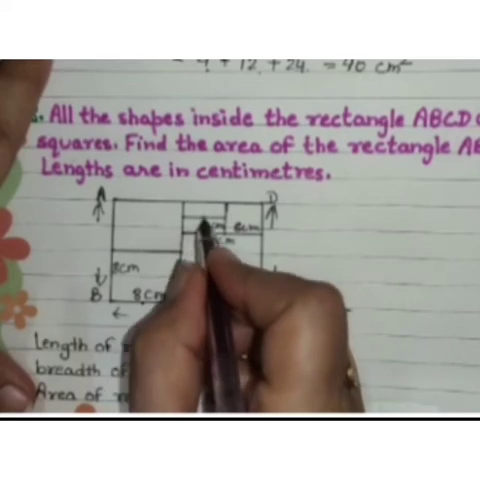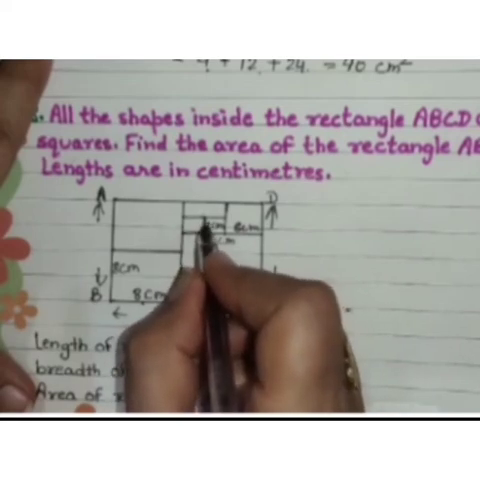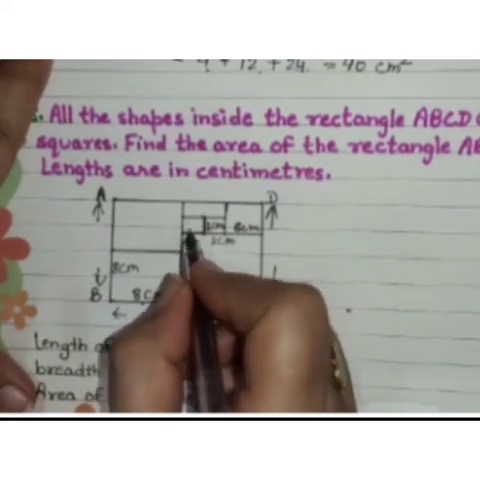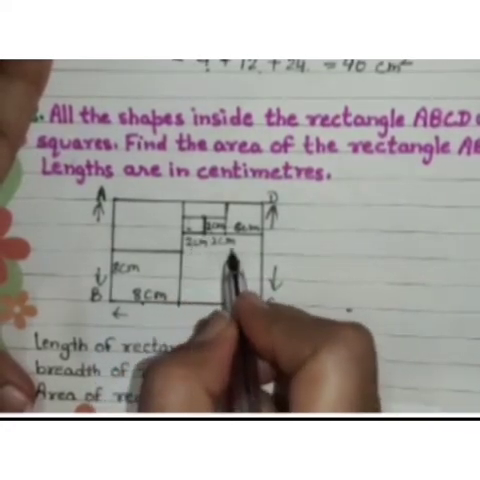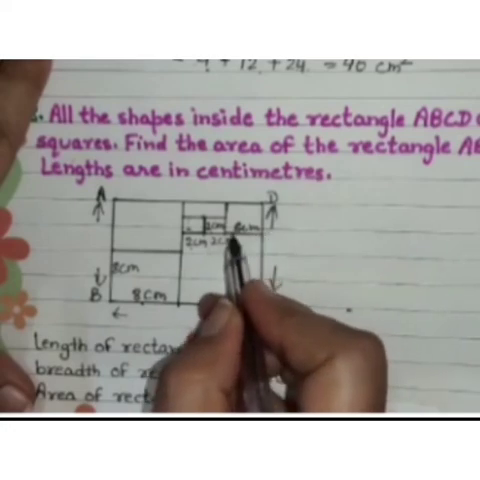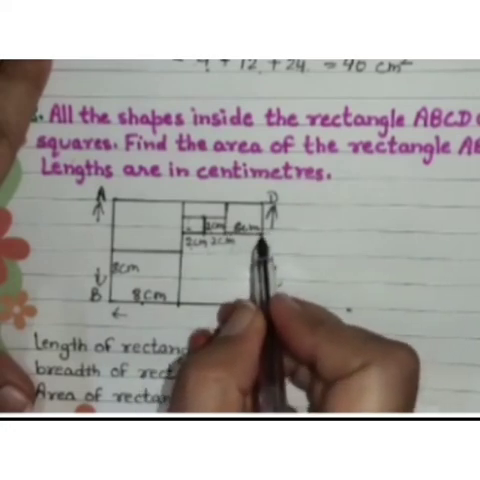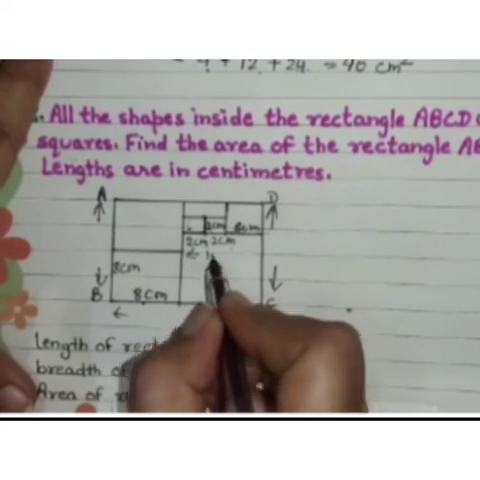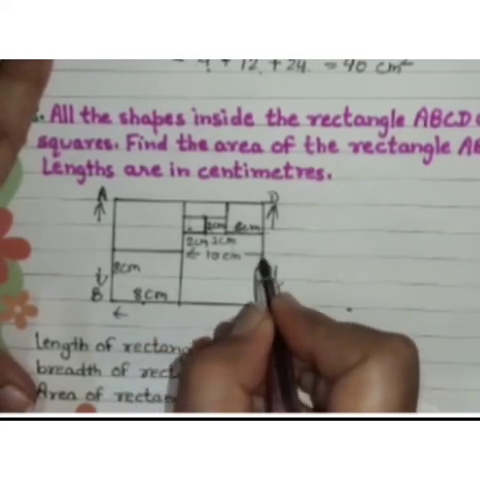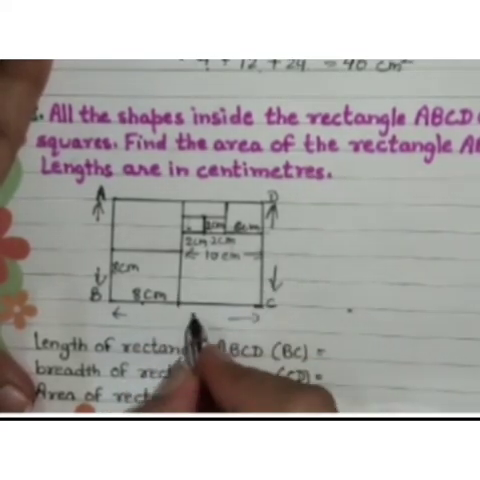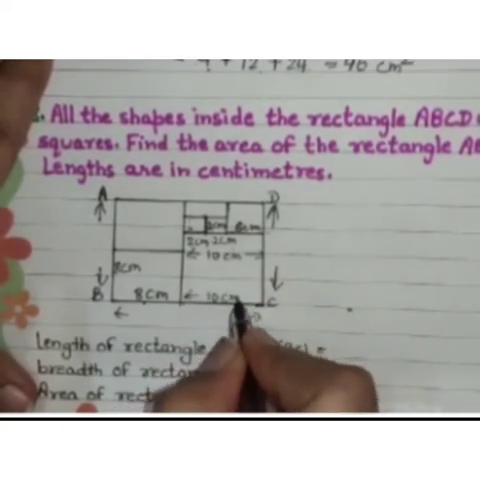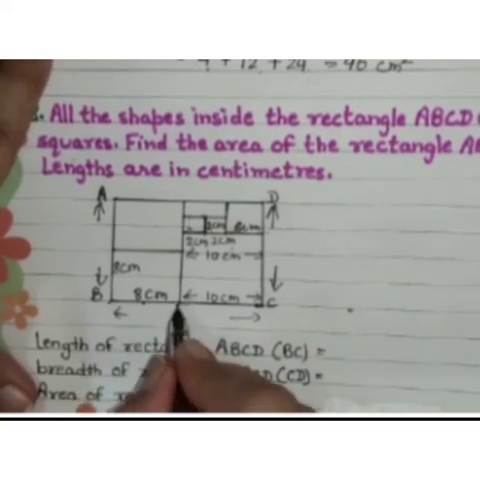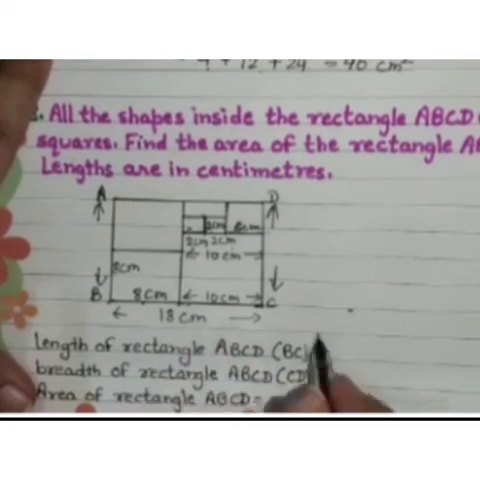This figure is also a square. One side of this square is 2 centimeter. It means this side is also 2 centimeter. Now 2 plus 2 plus this side, this is also a square and side of this square is 6 centimeter. This will become 10 centimeter. This side has come out to be 10 centimeter. Now this side of the same square, the opposite side, all sides are equal, so this side is also 10 centimeter. Now 8 plus 10, this length of outer rectangle will be 18 centimeter.